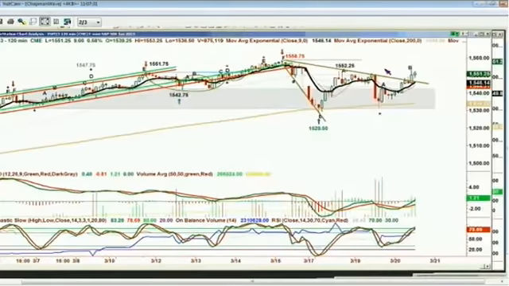Let's look at the market. First of all, I've got a chart up here. If you're looking at Tiger TV, then you will be able to see right in front of you a 120-minute chart of the E-minis S&P 500 June 2013 contract.